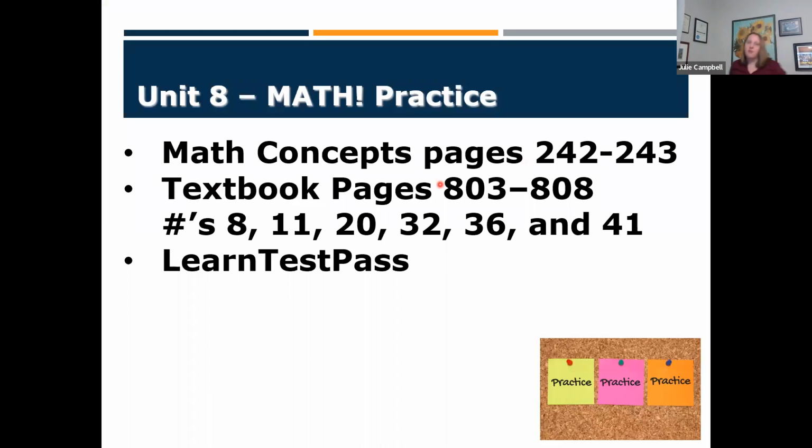And then for Unit 8 math practice, we've got math concepts on 242 to 243. The math concepts are a mix of commission math and seller net, so you'll see both on 242 to 243. Those 50 problems in the back of the book on 803 to 808 are the numbers that relate to commission math and seller net. And in just a second, I'll show you where practice is in Learn, Test, Pass.